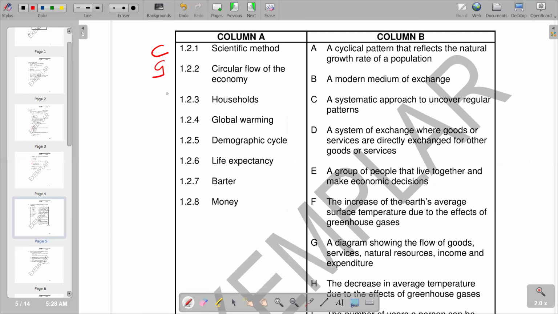Then we have got households, that is 1.2.3. So if you go to E, a group of people that live together and make economic decisions. So we've got E as the correct answer for households.